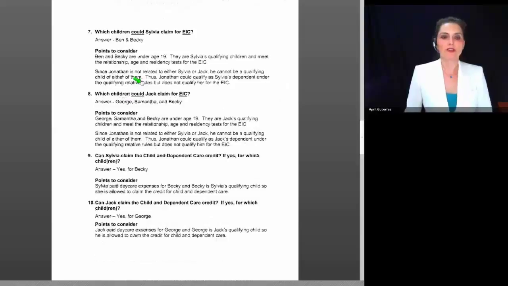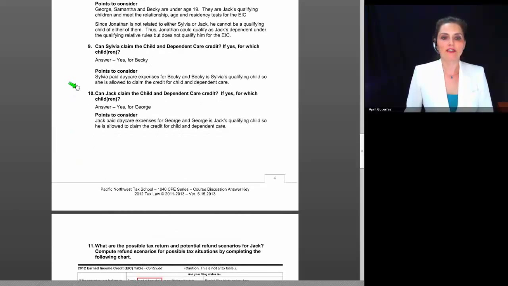Which children could Sylvia claim for EIC? It's the same as the child tax credit, Ben and Becky, and for Jack, it's George, Samantha, and Becky. Can Sylvia claim the child independent care credit, and if yes, for which child or children? The answer is Sylvia paid expenses for Becky. She can claim the expenses for Becky, but only if she claims Becky's exemption.